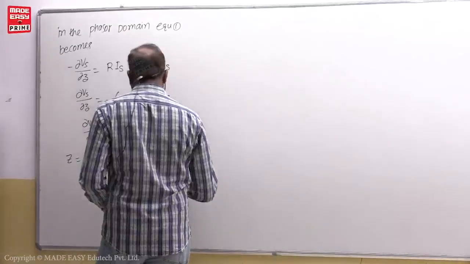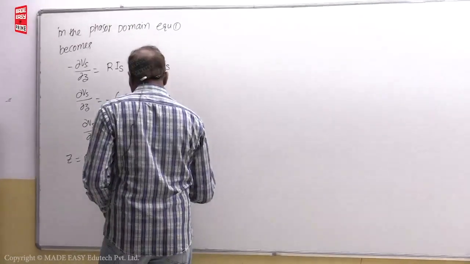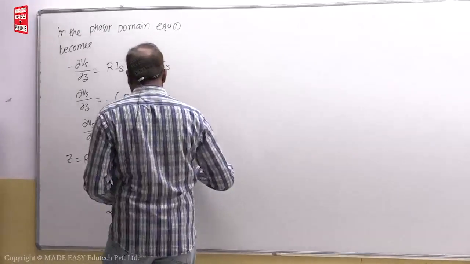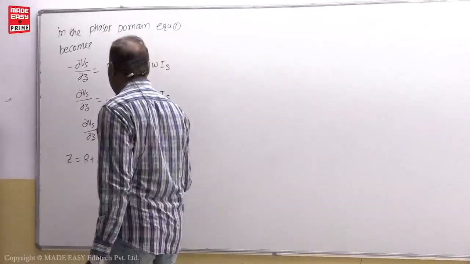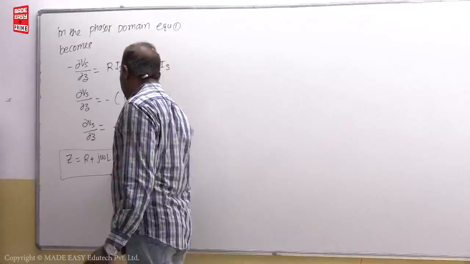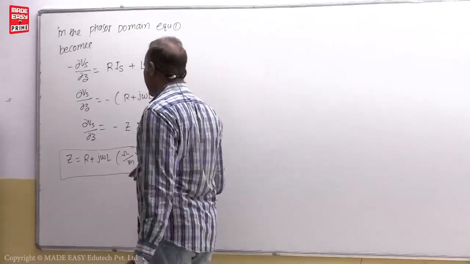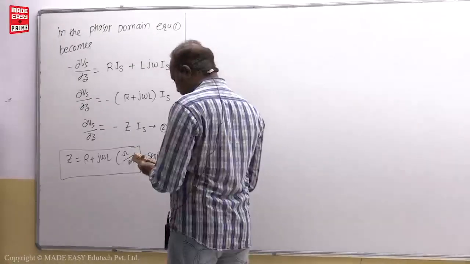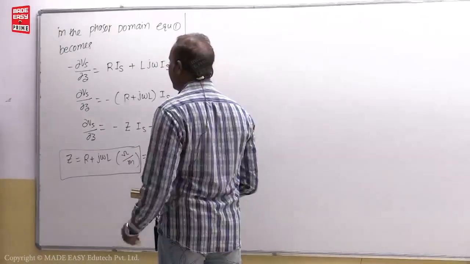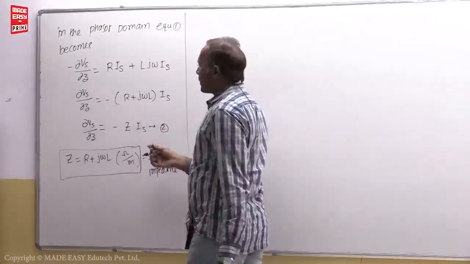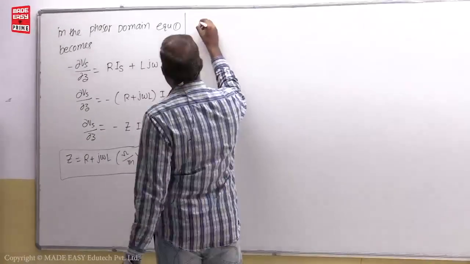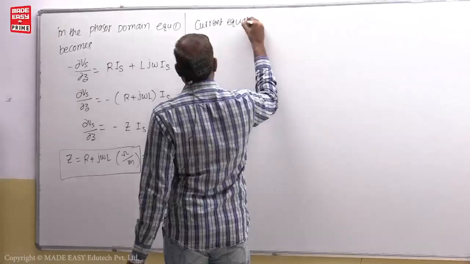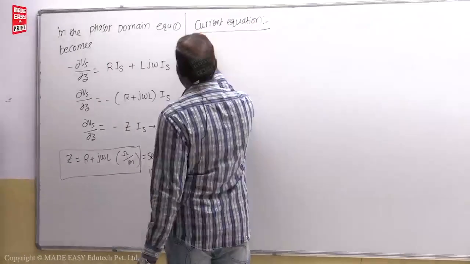Series impedance. You remember this equation, Z is equal to R plus j omega L. Now, let us write the current equation on the transmission line.